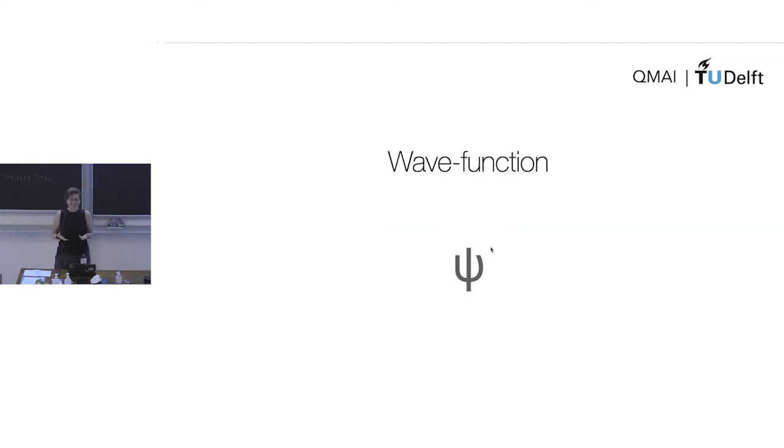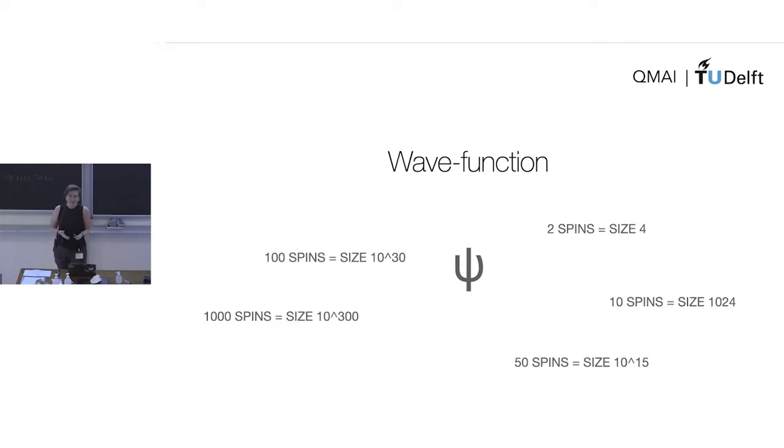So the central object in quantum physics is the so-called wave function. This is how we describe the states of matter in quantum physics. The really key problem, both problem and advantage, is that it scales exponentially with the system size. For 2 spins, I need a vector of size 4. For 10, I need a vector of size 1000. And for 100, I need 10 to the 30, so we have this huge memory issue about the amount of data that we need to store if we want to simulate quantum physics classically.